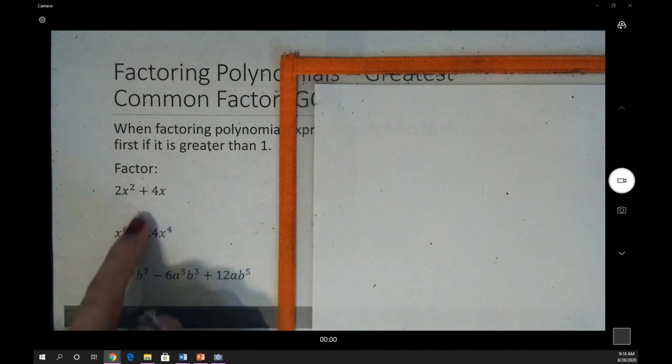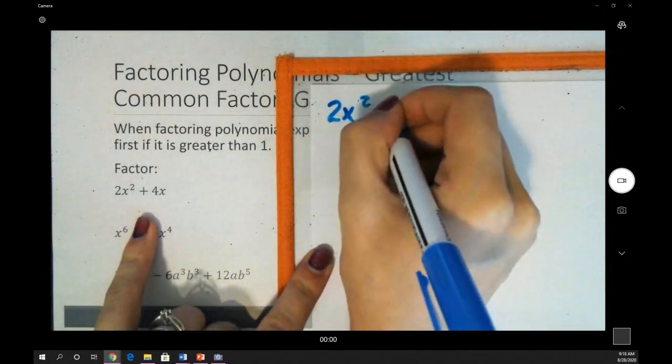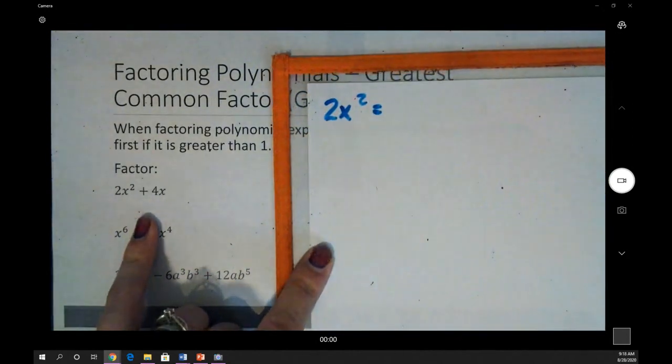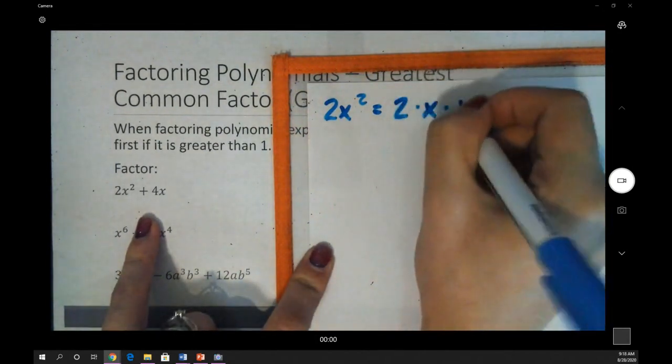So first up, we're looking at 2x squared plus 4x. 2x squared, if I break that down into all of its pieces, that's 2 times x times x.